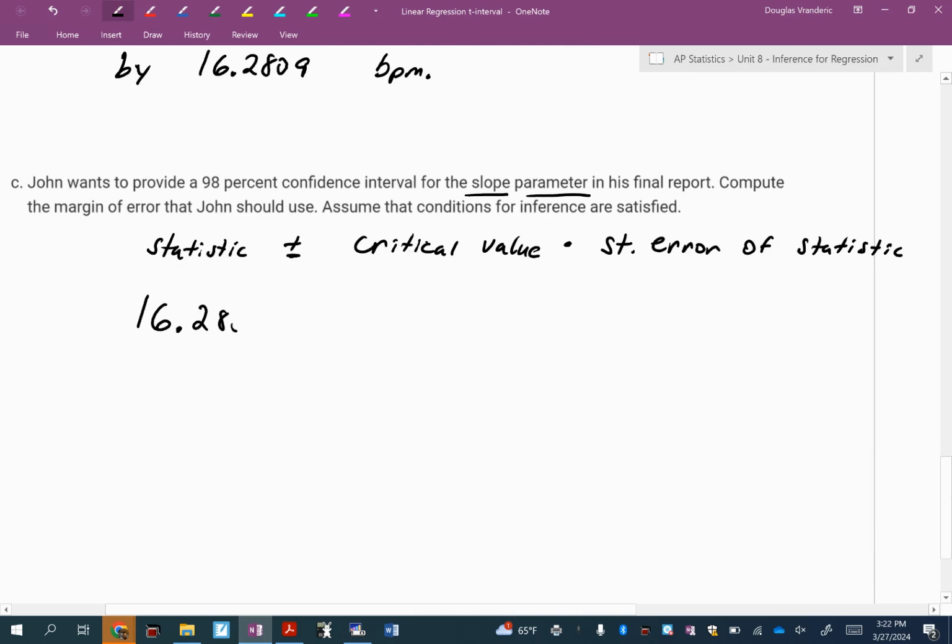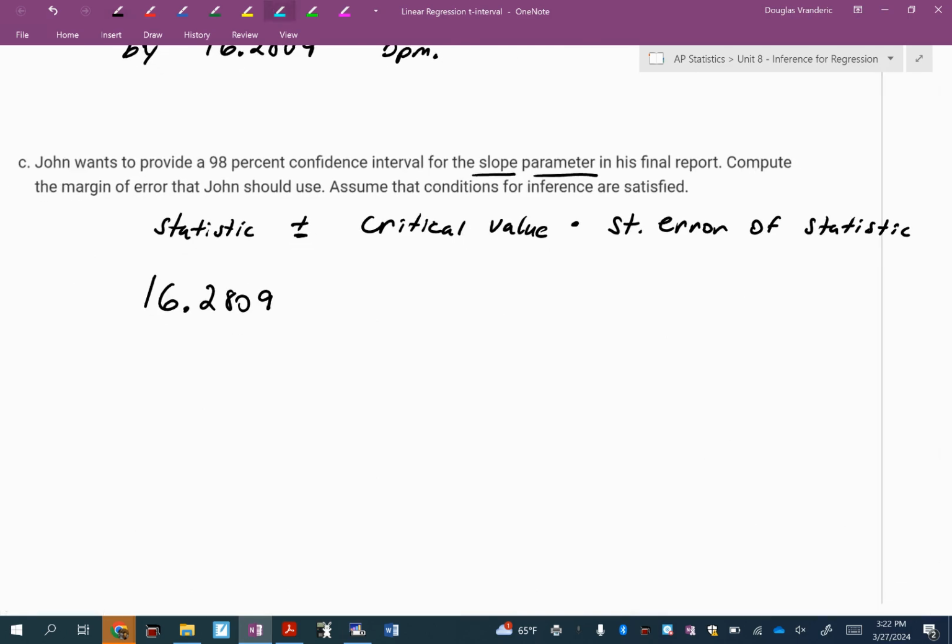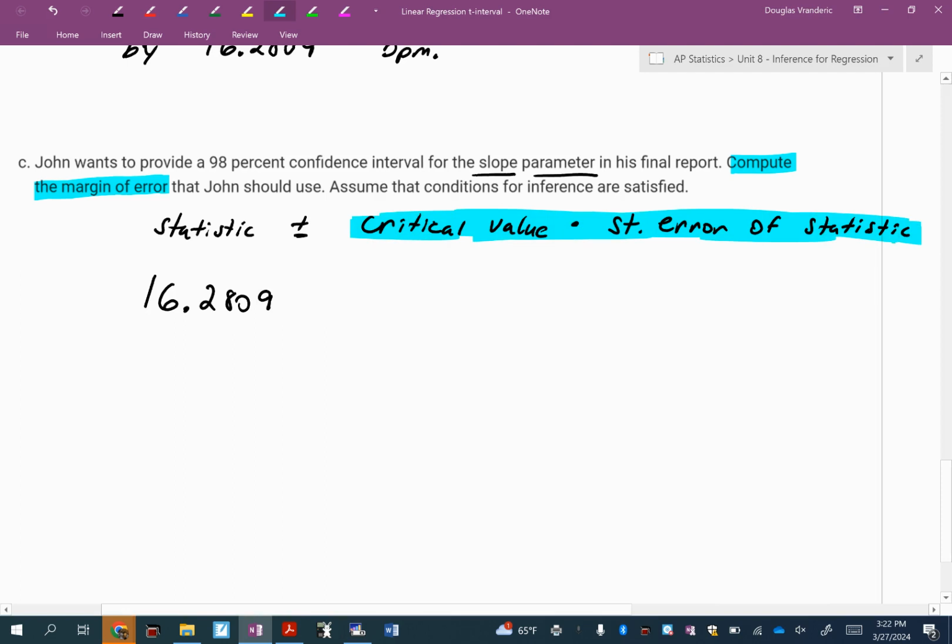So this is the slope, 16.2809. Now this problem actually doesn't require you to put that. The question says to compute the margin of error. Where is the margin of error? David knows. Where's the margin of error? After the plus or minus. So if I compute these values multiplied together, I'm done. That's it. So I need to find the critical value and I need to find the standard error.